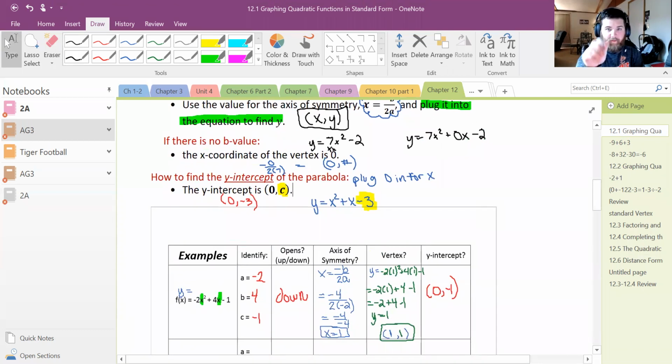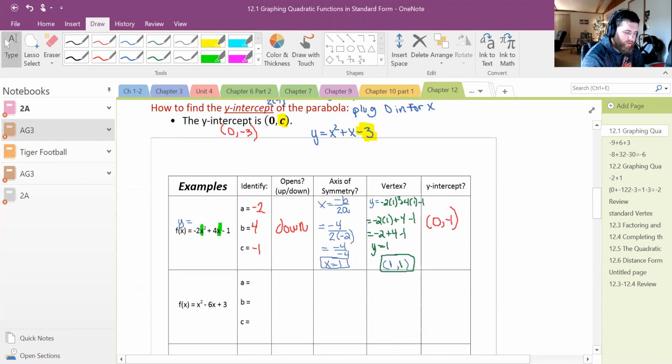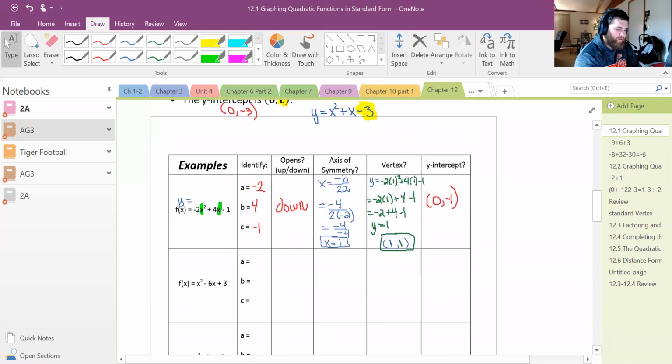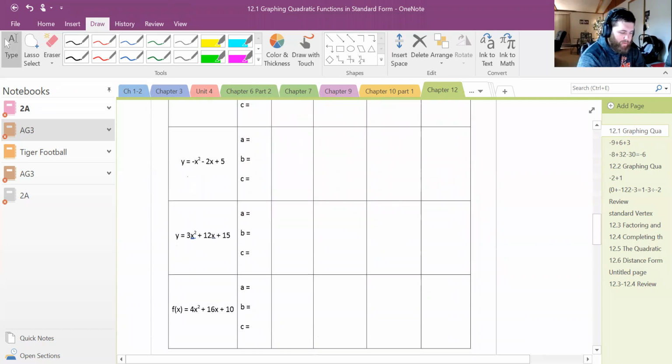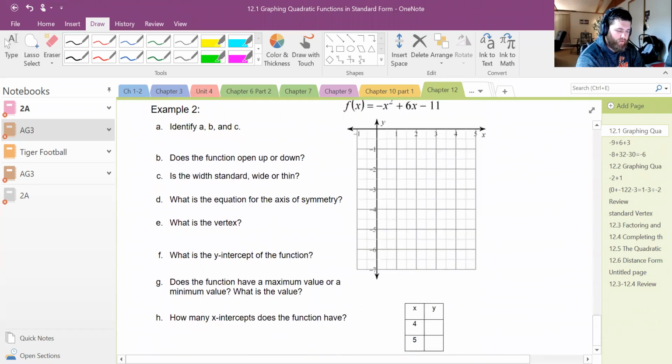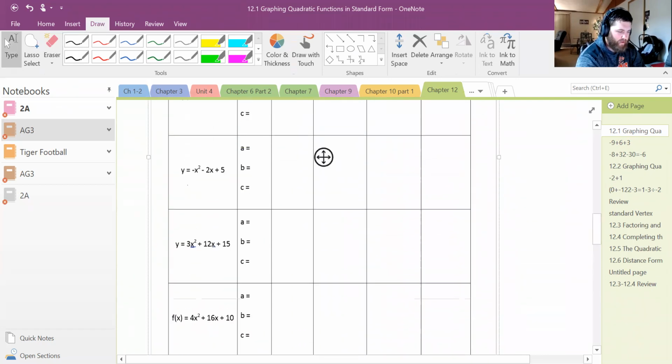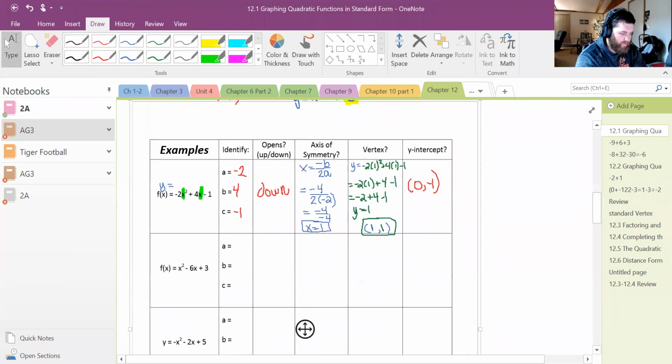Because remember, the x value is 0 on the y-axis, so all you have to do is plug in 0 and it gives you the y-intercept. Okay, so we're going to do a couple of these examples. I'm going to do 2 of these maybe, and then 1 of the graphs I left. Okay, so let's talk about the first one.